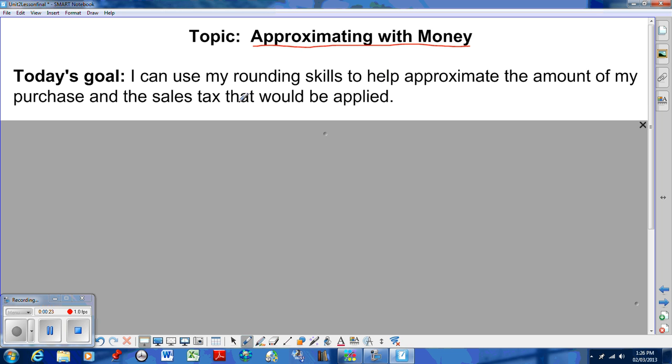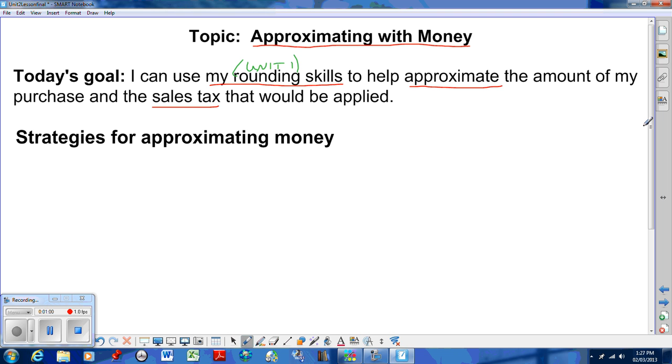So today's goal, I want you to be able to use rounding skills, and that rounding skill comes from our Unit 1. I want you to use those rounding skills to help approximate the amount of the purchase, and also I want you to be able to approximate sales tax. So we're looking at doing both skills here.